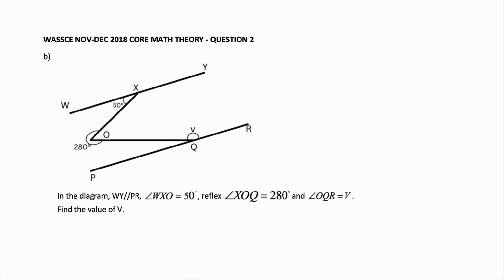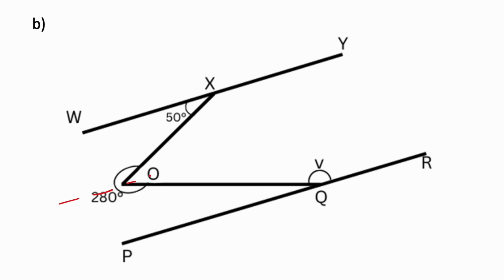So first, let's draw an imaginary line which is parallel to WY and PR. So we have this. So this line is parallel to this and this. Now we know that alternate angles are equal, and this angle and this angle are alternate angles. So if this side is 50, this side will also be 50.